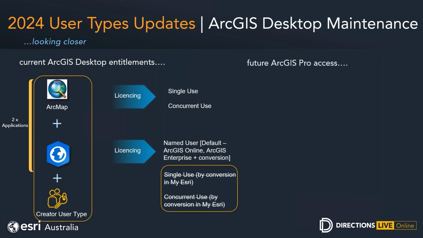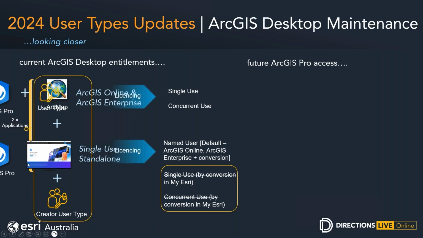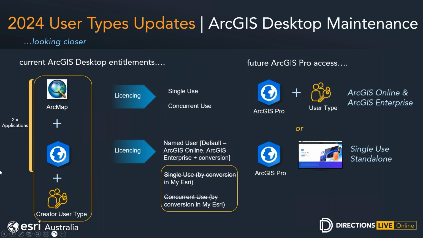Now, as Desktop is no longer available for purchase, future ArcGIS Pro access and entitlements will include user types. Again, this is the default license type and deployment method in ArcGIS Online and Enterprise. It'll also include ArcGIS Pro Standalone. ArcGIS Pro Standalone comes as a single-use license, and while it does not include the creator entitlement, it's a great option for organizations and users who want to license and deploy ArcGIS Pro per machine without needing to connect to their organization's WebGIS.